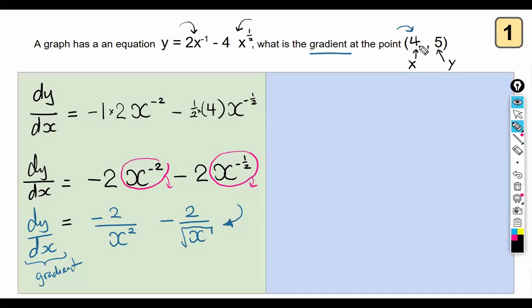So if we want to find a gradient at this point, all we have to do is go to the blue expression and replace x with what? 4. And that is it.